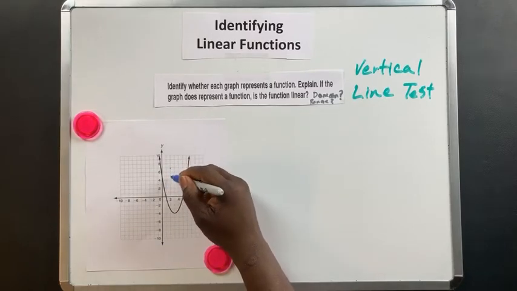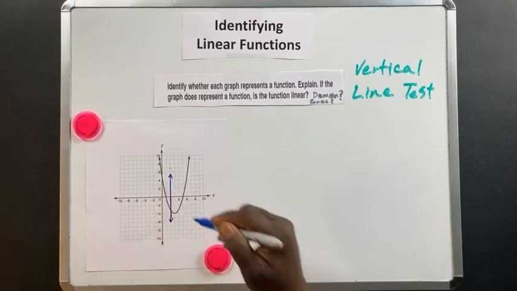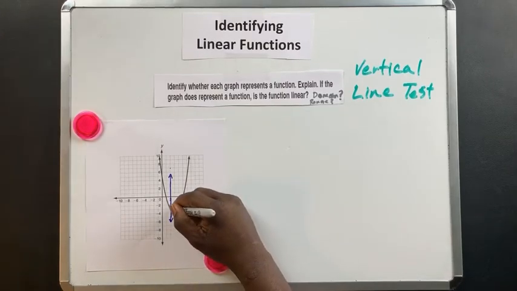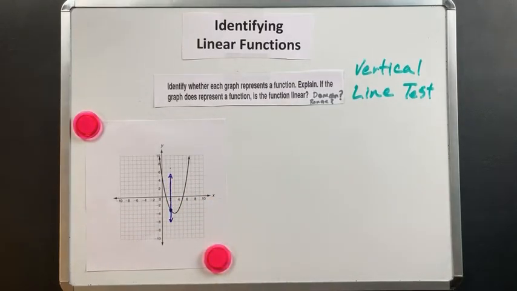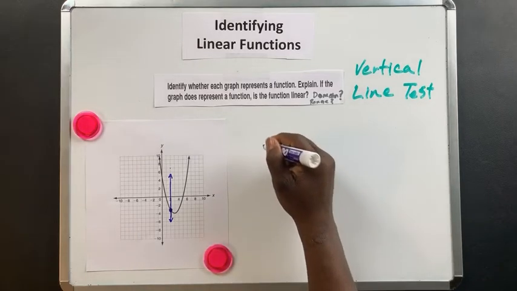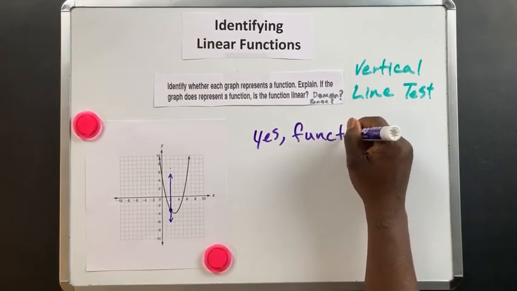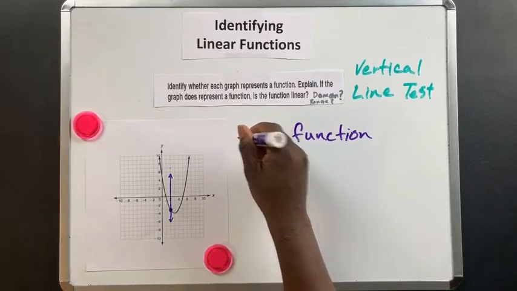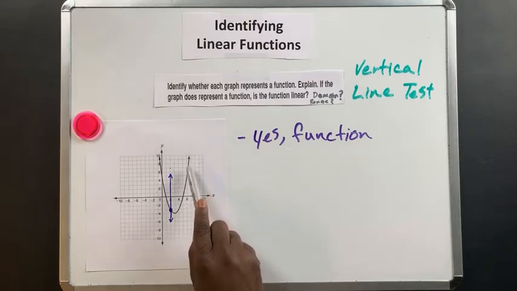So here's my vertical line. I'll just start from here. I'm drawing a vertical line, and we notice that this vertical line hits the graph, this parabola, at exactly one point. And that is our proof. The first thing we can conclude is that yes, we have a function. This graph is a function. That means that for every x value, there's exactly one y value at any point on this graph.